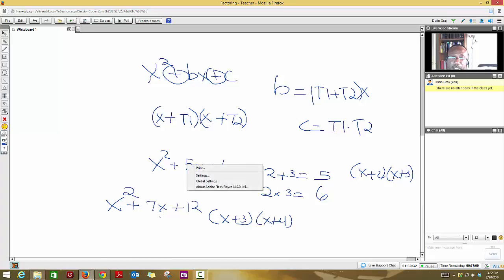All right. So now we're going to look at cases where we don't have positive numbers, but the rule still holds.